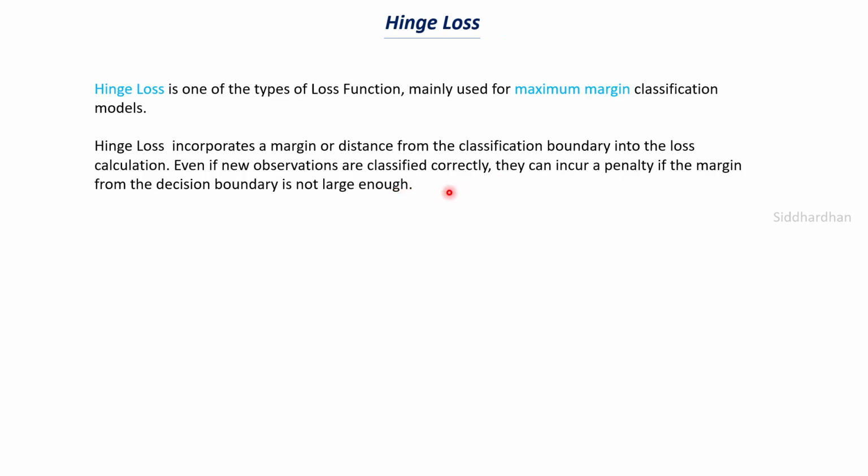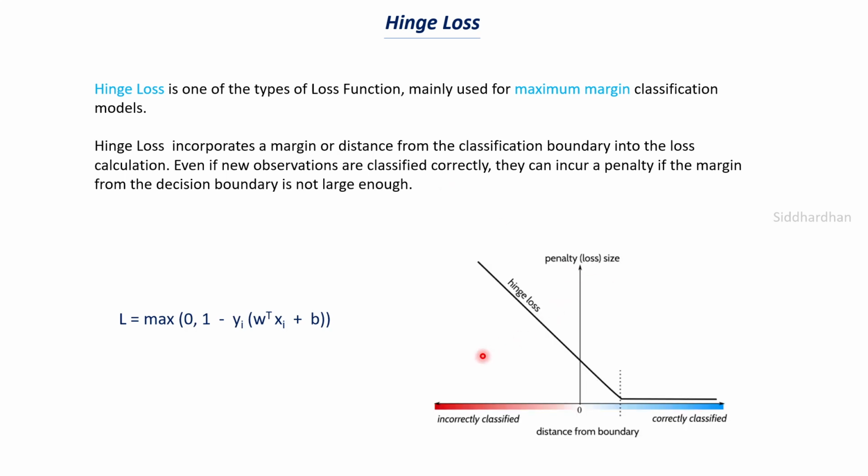So hinge loss basically takes two details into account. One is whether the data points are classified correctly, and the second is whether the margin distance is high or not. Okay, so let's try to understand this. This is the equation of a hinge loss function, and this is the diagram. I'll explain what this diagram represents. First of all, let's try to understand this formula. This is how hinge loss is generally represented. Loss L represents hinge loss here.